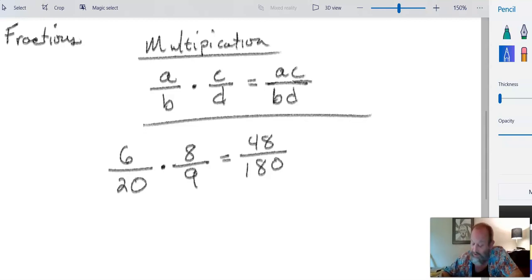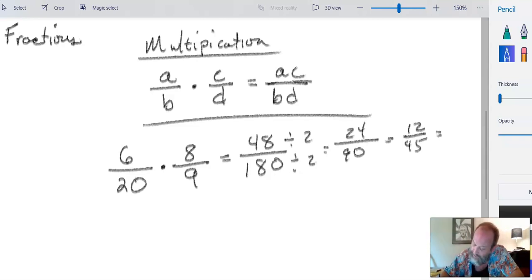So at this point that is an answer, but like I said, you're expected to have reduced it. So that's what we'll do. I'm just going to start right here by dividing by 2 on both of these. If I divide both of these by 2, I get 24 over 90. They're both still even, so that gives me 12 over 45. And it looks like 3 goes into both of them. So that would be 4 over 15. And now I don't have anything else that's common. And so I end up with 4/15 as my final answer for that product.